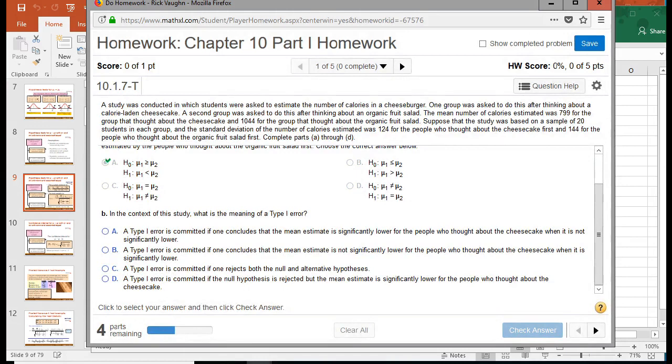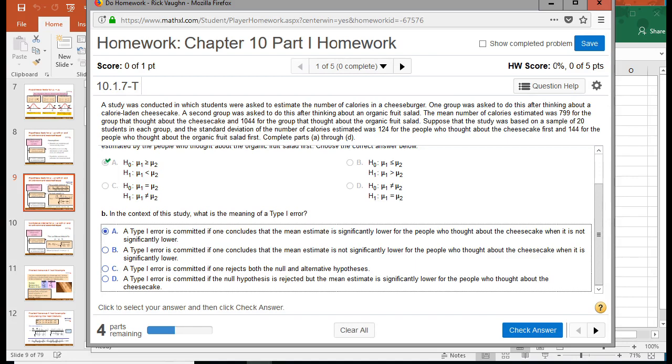In the context of this study, what is the meaning of a type 1 error? Remember that a type 1 error is when you reject the null hypothesis and really you shouldn't have. In other words, you found yourself in the tail, but that really was due to an exceptional sample. It wasn't due to a true observed difference of any kind. So one would conclude that the mean estimate is significantly lower when it's really not significantly lower. Again, I think that's part A here.